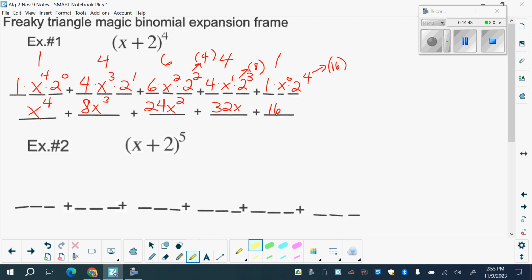Okay, so if I take the exponents, 4 plus 0, I get 4. 3 plus 1, I get 4. 2 plus 2 is 4, 1 plus 3, 4, and 0 plus 4, 4. So always 4.